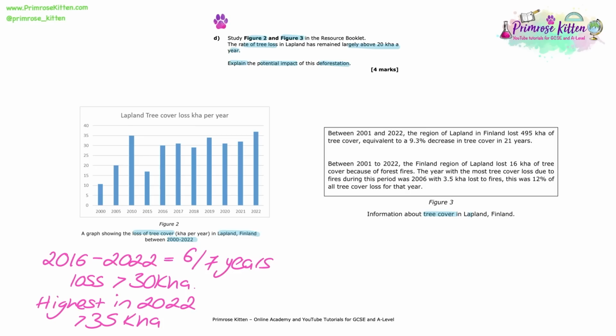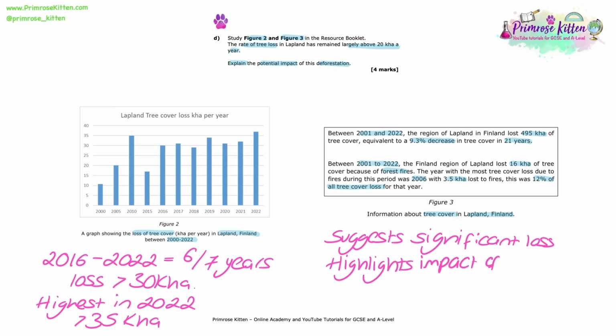Figure 3 provides information about tree cover in Lapland, Finland. It says that between 2001 and 2022, the region of Lapland in Finland lost 495 kilohectares of tree cover, equivalent to a 9.3% decrease in tree cover in 21 years. Between 2001 and 2022, the Finland region of Lapland lost 16 kilohectares of tree cover because of forest fires. The year with the most tree cover loss due to fires during this period was 2006, with 3.5 kilohectares lost to fires. This was 12% of all tree cover loss for that year. This information therefore suggests significant loss of tree cover, as well as highlighting the contribution of forest fires to this.